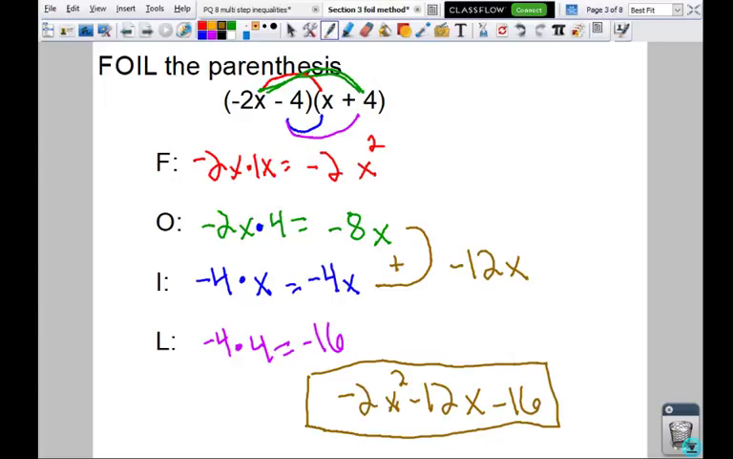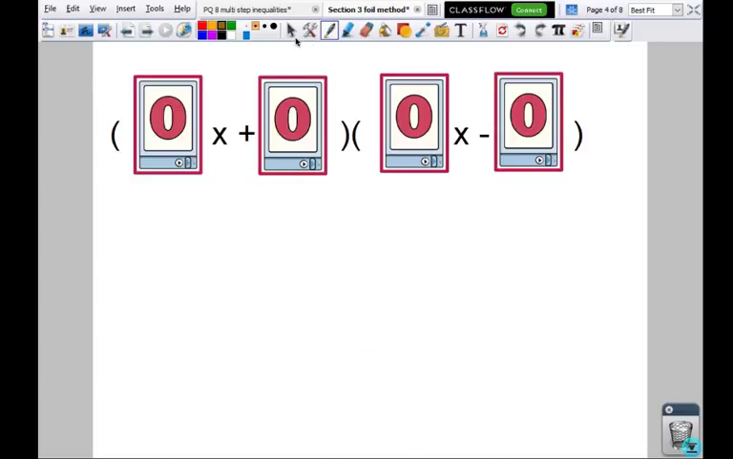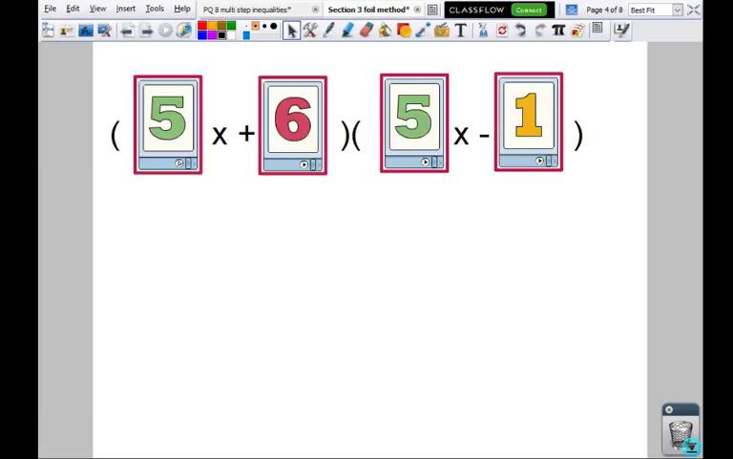So we're going to do at least 2 more. You guys are going to help me with one, then you're going to do one on your own. Alright, so I'm going to get some random numbers going here. So you guys are going to help me with this one.